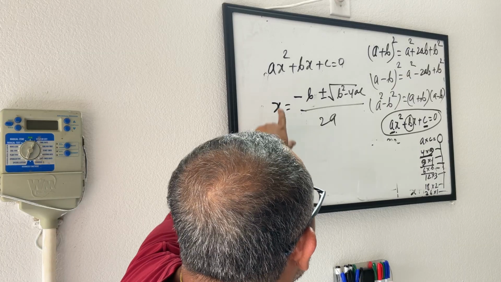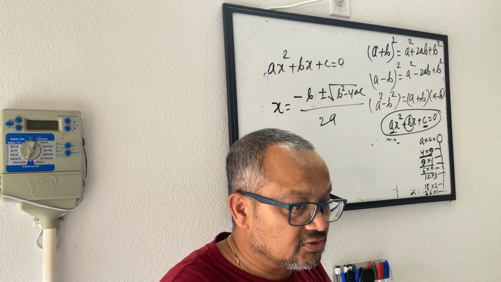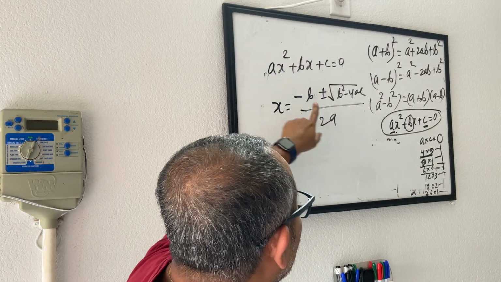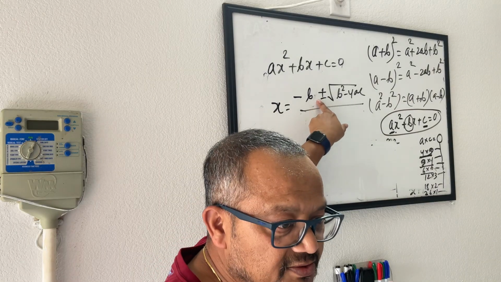So here, any quadratic equation when you solve, you can get up to 2 answers or 2 solutions from it. One solution is when you go for the plus option. The other solution is when you go for the minus option.